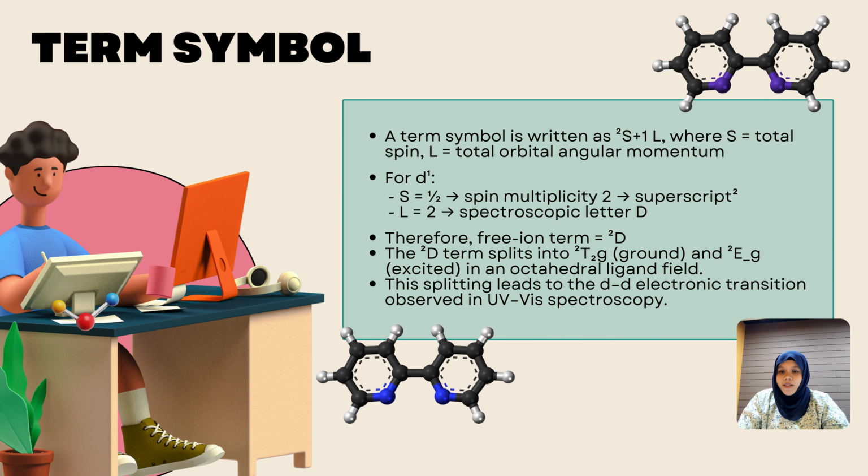A term symbol is written in the form 2S+1L, where S represents the total spin quantum number and L represents the total orbital angular momentum quantum number. For a d1 configuration, the total spin S is 1/2, resulting in a spin multiplicity of 2. The orbital angular momentum quantum number L for a d electron is 2, which corresponds to the spectroscopic letter D. Therefore, the free atom term symbol for V(IV) is doublet D.